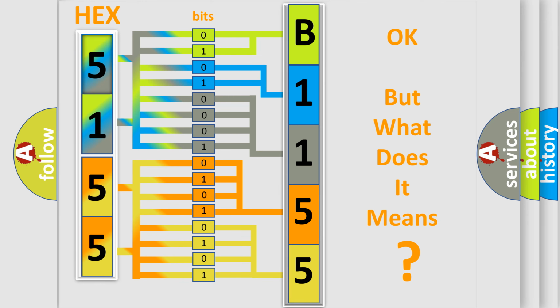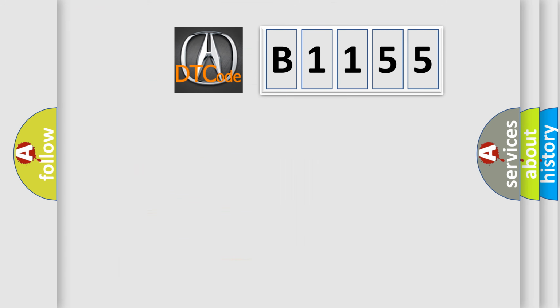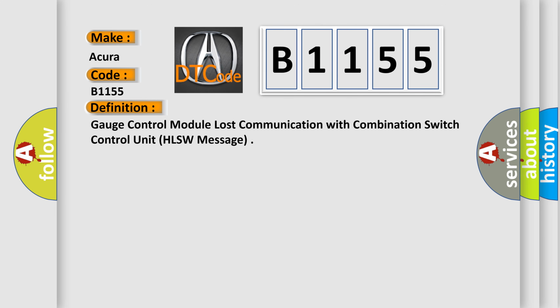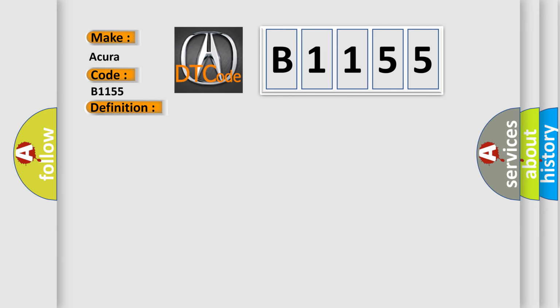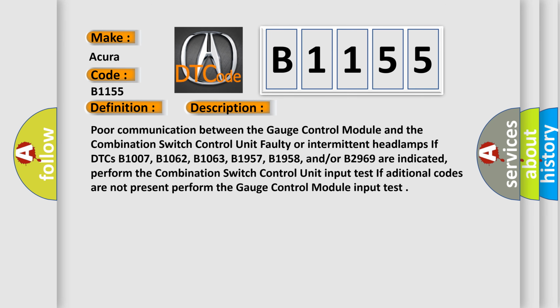The number itself does not make sense to us if we cannot assign information about what it actually expresses. So, what does the Diagnostic Trouble Code B1155 interpret specifically for Acura car manufacturers? The basic definition is Gauge Control Module Lost Communication with Combination Switch Control Unit HLSW message. And now this is a short description of this DTC code. Poor communication between the gauge control module and the combination switch control unit.